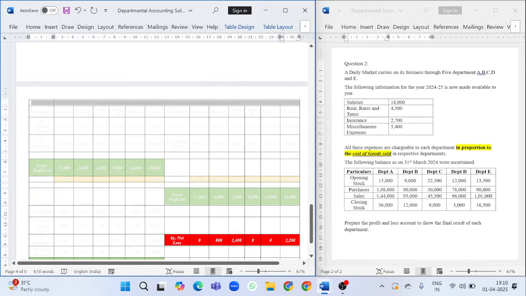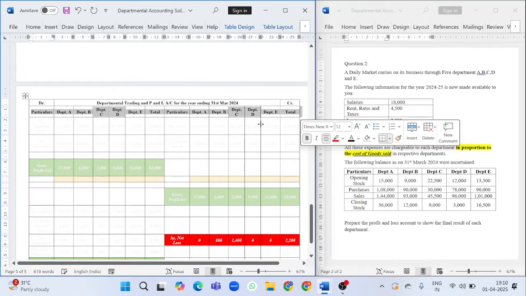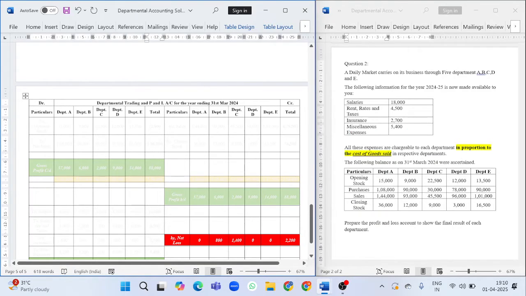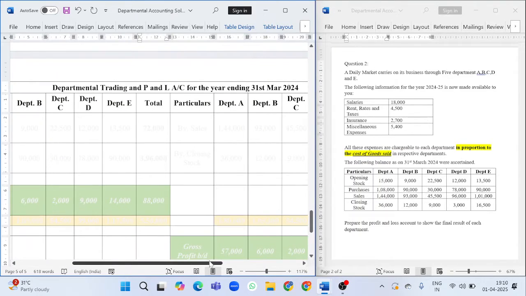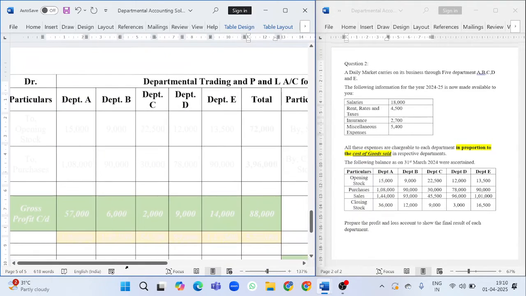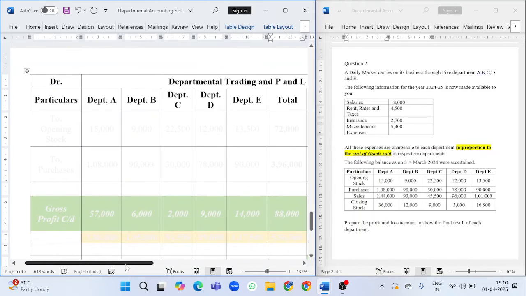As you know, we will be using the columnar method for the year ending 31st March 2024. Since there are 5 departments, I have a column for all departments. First will be the particulars column, then columns for department A, department B, C, D, E, and the total column as well. Now first let us write all the items that have to be written on the debit side.